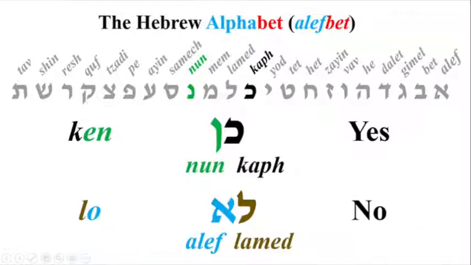And the opposite is no. Lo means no. Ken and lo. It's interesting, when I go to Israel, when you're from America, you expect yes and no. And when you're over there, you don't hear yes and no, but you do hear this a lot. You'll hear ken and lo a lot in conversation. So just attune your ear to be listening for that.